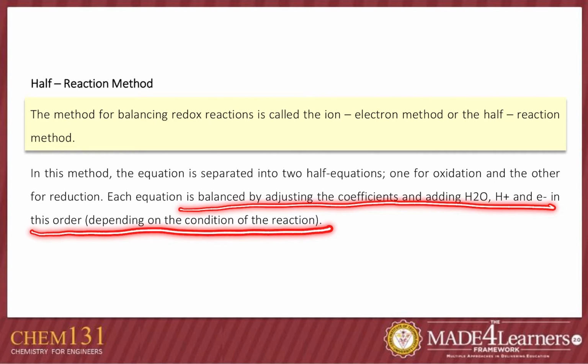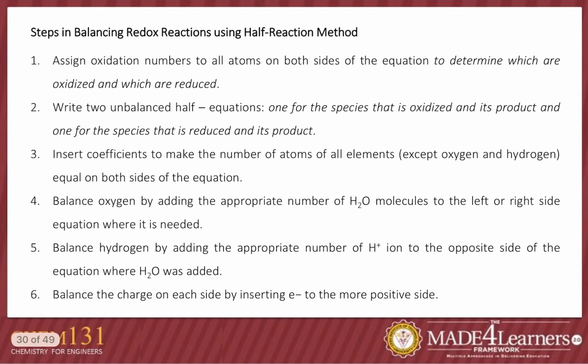Now, specifically, what is the step by step procedure in using the half reaction method in balancing the redox reaction? These are the steps in balancing. Now, the first step is very crucial because if we are wrong in the first step, everything will be wrong. It's very crucial. That's why we discussed this in the previous video: we assign oxidation numbers to all atoms on both sides of the equation. Now, why do we assign oxidation numbers? Because it is through the oxidation numbers that we are able to determine which substance underwent oxidation and reduction.